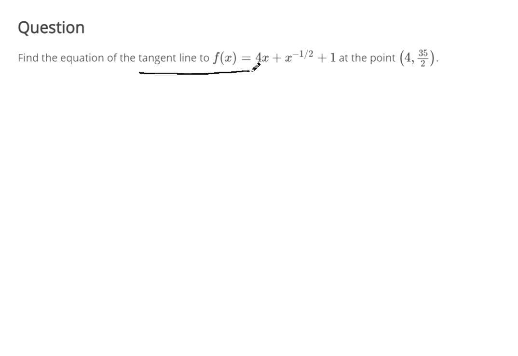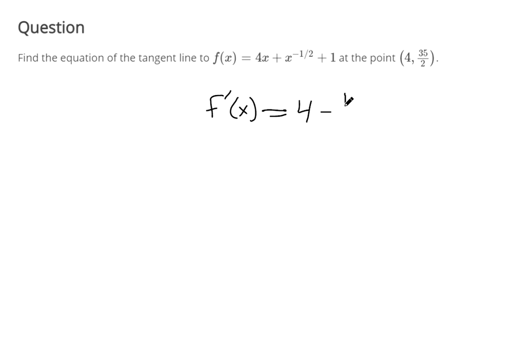We want the equation of the tangent line of f(x). So remember, the equation of the tangent line needs a slope at an instant at this point. So we want the derivative. The derivative of 4x is just 4 because the 1 comes down. Then the power gets reduced by 1 to make x to the 0.